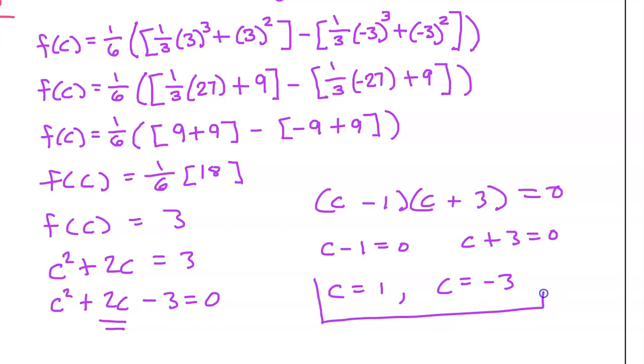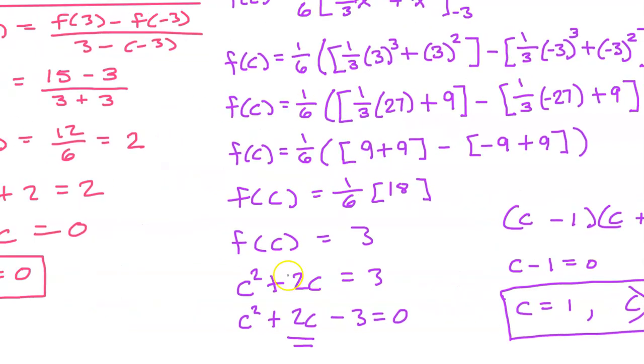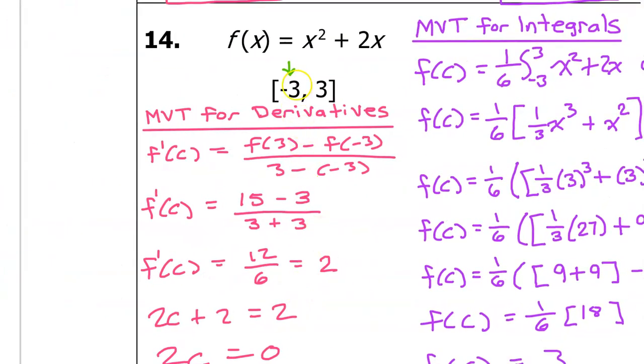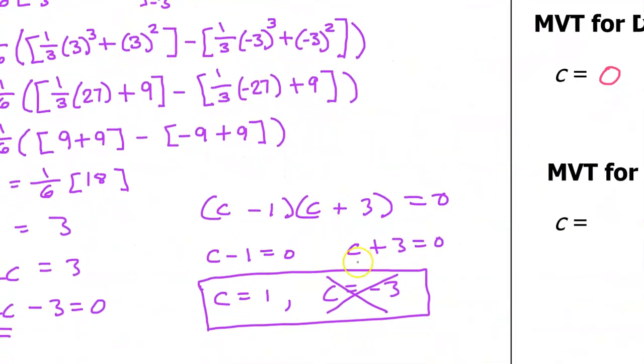Only one value of c was guaranteed by the mean value theorem for integrals, but we found 2. Sometimes they leave out this second one because negative 3 is one of the endpoints. So if you're doing a multiple choice question and they leave that one out, don't worry. But technically, they are both valid.